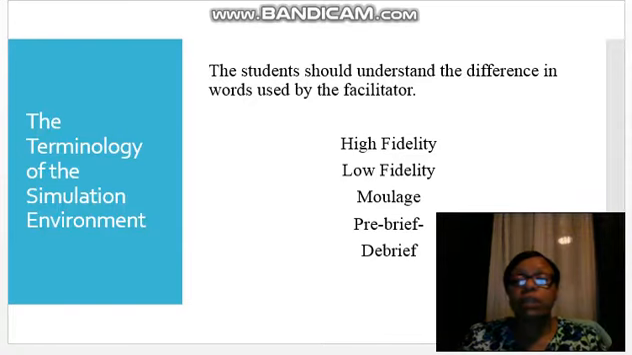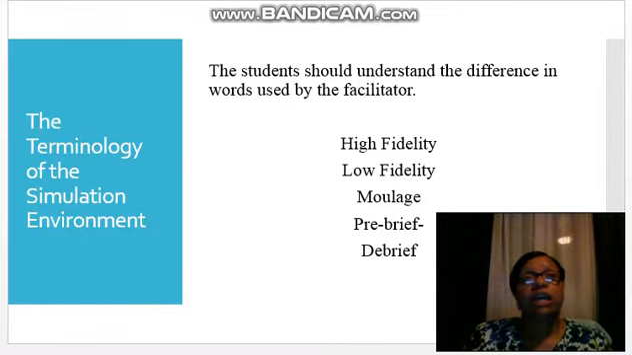Low fidelity could be a mannequin that we use for CPR. This one may not talk, but it can also be programmed for them whenever they're doing chest compressions and breathing into the mannequin. It'll show whether their breaths are effective.